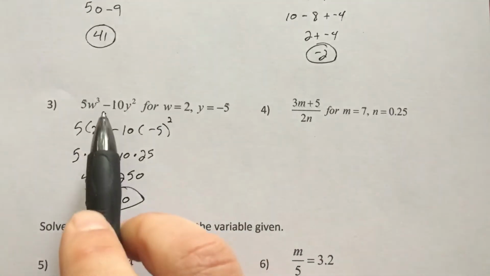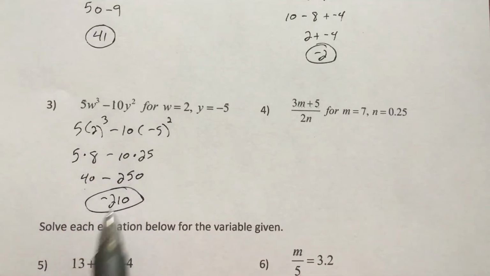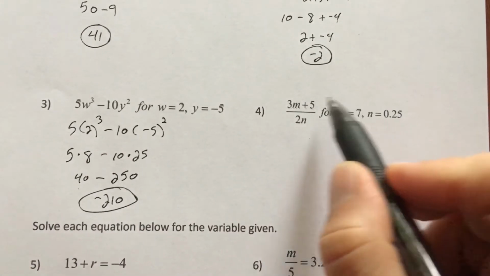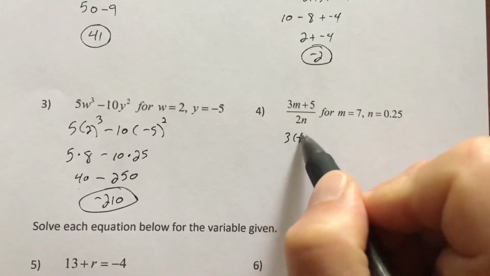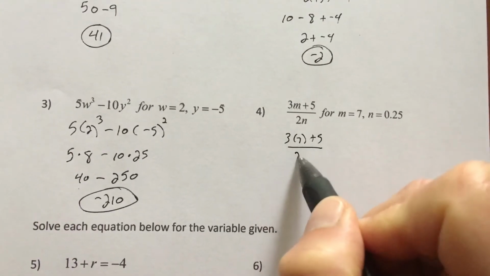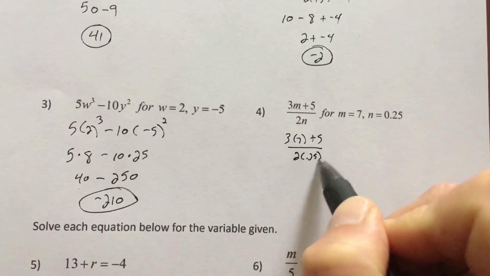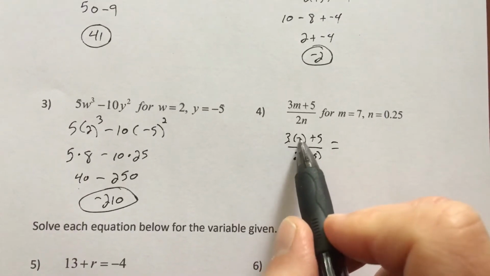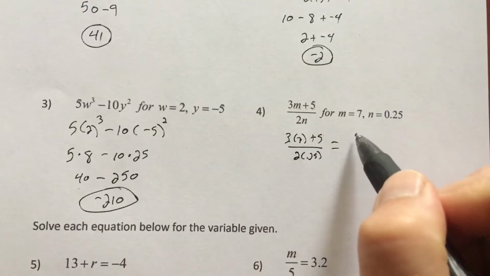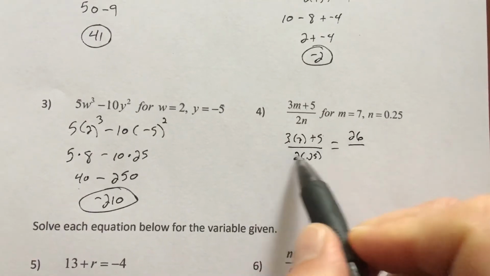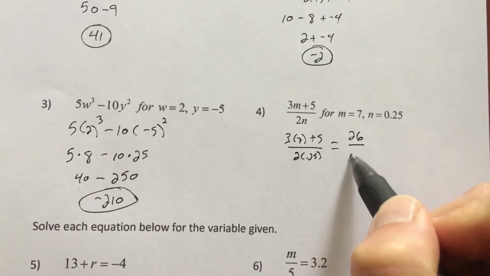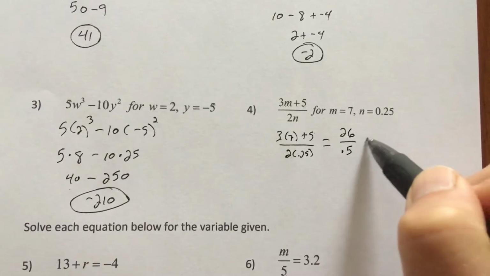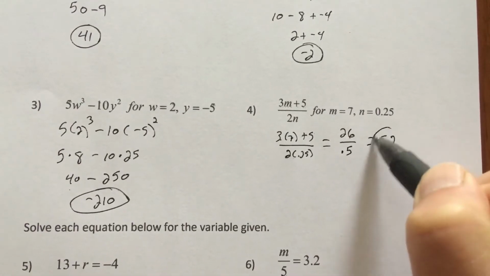Right, so just follow those steps, do your exponents, and then multiply, and as long as I see those good steps, you'll be fine. Over here, same idea. I'm going to put 7 in. I'm going to get 3 times 7 plus 5 divided by 2 times 0.25. On this one, I'm going to do the top first. 3 times 7 is 21, and 21 plus 5 is 26. And then I'm going to do the bottom. 2 times 0.25 is 0.5. And then I'm going to divide these. 26 divided by 0.5 is 52.